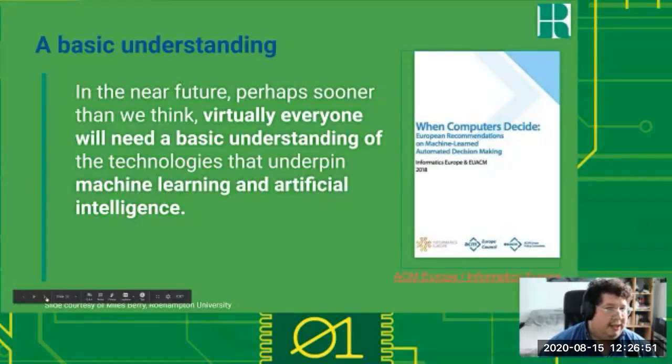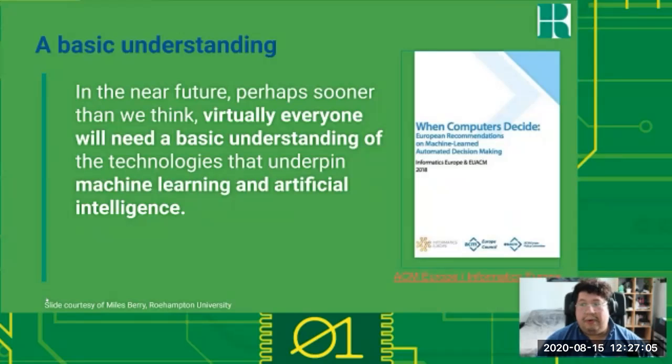A great piece is When Computers Decide, and this is also courtesy of Miles Berry. They believe that virtually everyone needs a basic understanding of the technologies that underpin machine learning and artificial intelligence. And it's not only coding or design, it is many facets of understanding how we as human beings think and how that applies to these machines, and how we interpret those ideas. What's great about this framework is that it breaks down into 5 different layers how to understand artificial intelligence the way you would at the college level, and how to break those ideas down in a way that's really digestible for other people.